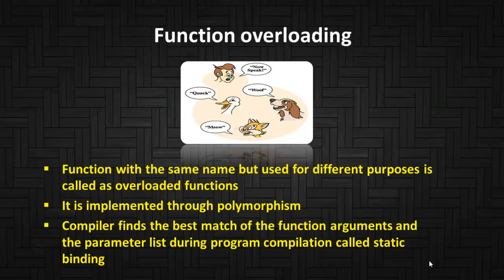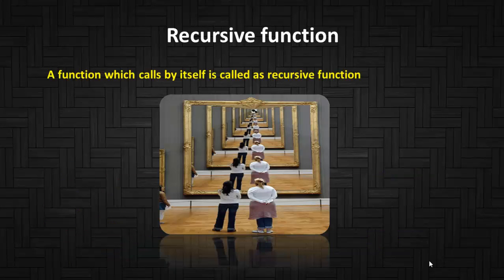Function overloading. Functions with the same name but used for different purposes are called overloaded functions. It is implemented through polymorphism. The compiler finds the best match of the function arguments and the parameter list during program compilation, called static binding. Recursive function. A function which calls itself is called a recursive function.